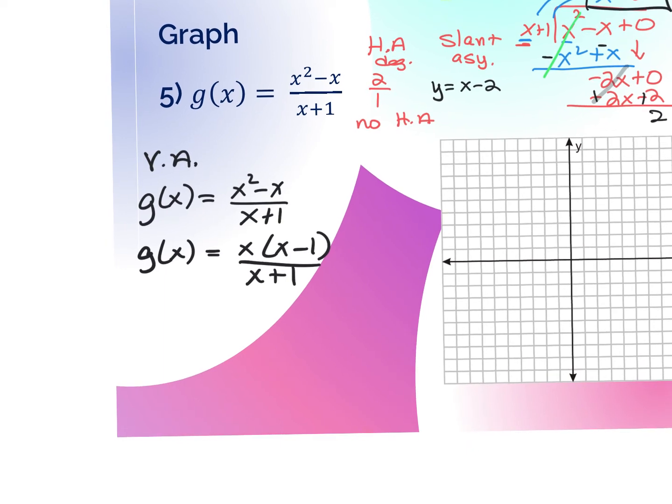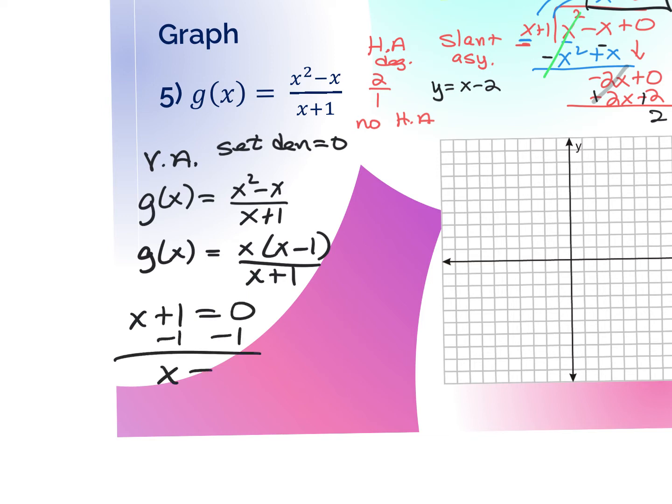But I did need to make sure that nothing would simplify to find my vertical. Now for your vertical asymptote, remember you set the denominator equal to 0. So I'm going to set x plus 1 equal to 0, subtract 1, and my vertical asymptote is located at x equals negative 1.